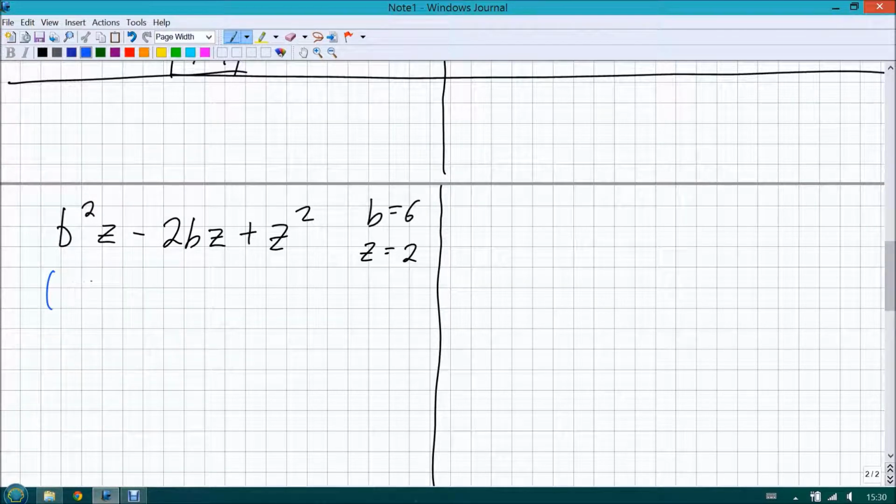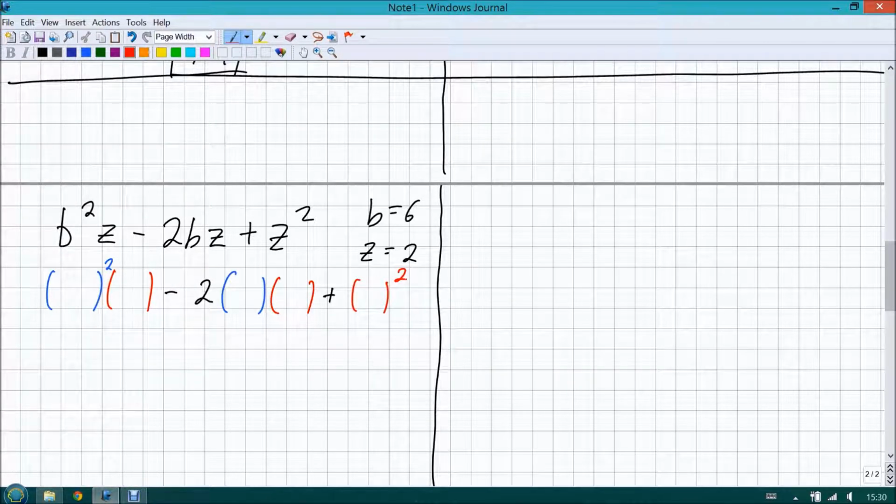So b is 6, so I put a whole bunch of parentheses for all the b's, and another one for all the z's. So I have b squared z, so I'm going to put a little squared here, b squared z minus 2bz, and then plus z squared. And then I put in a number for each variable. I know that my b's are all 6, so wherever I see blue, I put a 6. So I put a 6 here and here. For z, z is 2, so I put a 2 in every red spot. Here, here, and here.